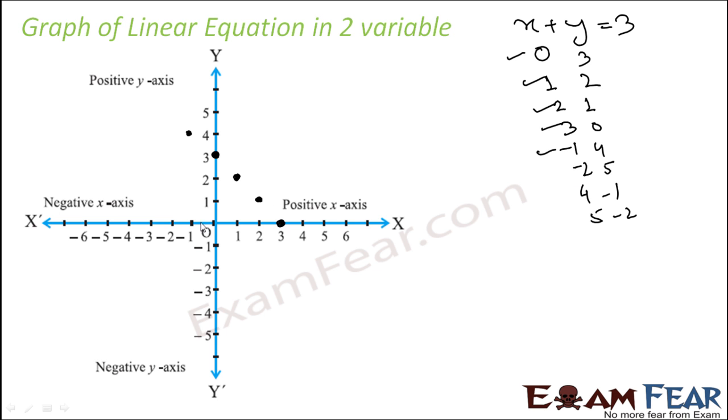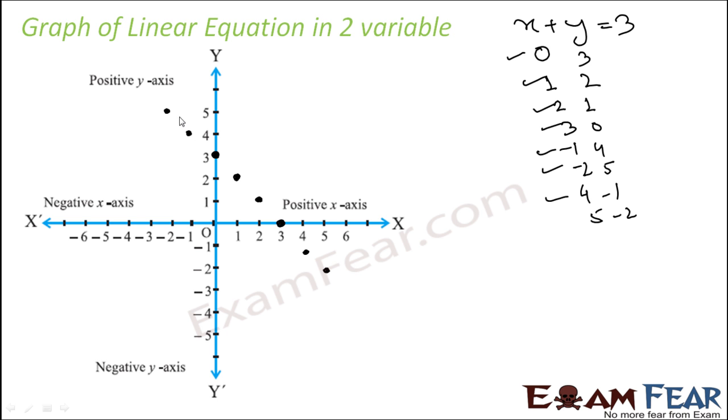x is minus 2, y is 5. So we'll get a point somewhere here. x is 4, y is minus 1. We'll get a point here. x is 5, y is minus 2.